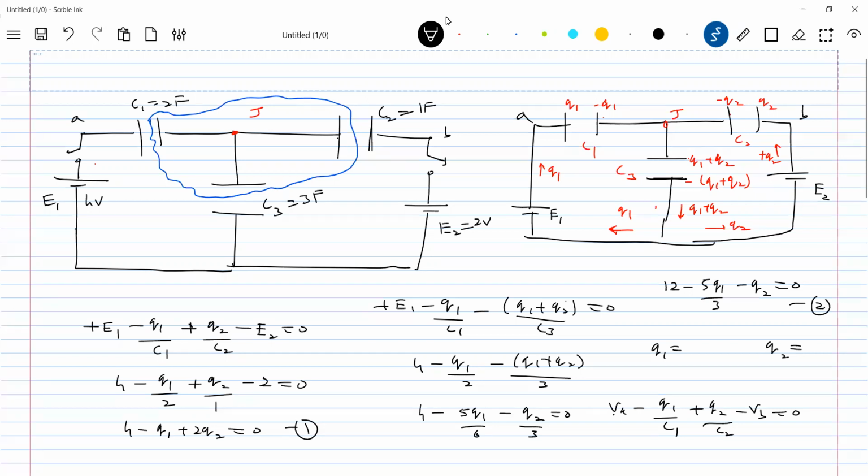Sir, it should be 5Q1 by 2 in the second equation. Oh, this is 2. Q1 is 14 by 3, Q2 is 1 by 3. So I got positive. What does it mean? Both the batteries are discharging, so you write that also. Both the batteries are discharging or supplying energy. Here also supplies energy.